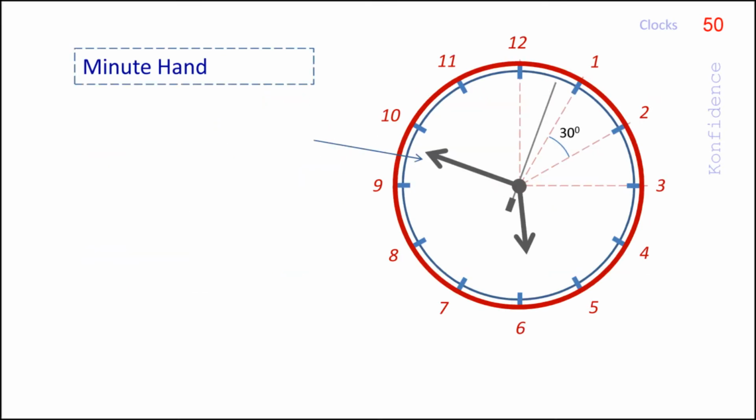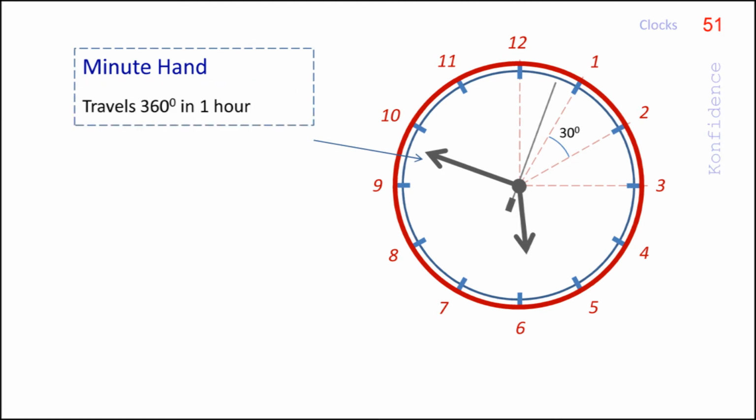The minute hand traverses the whole dial in 60 minutes. Look at the watch. By the time the hour hand moves from 2 to 3, the minute hand will move from 12 to 12. Is it not? Yes. So, the minute hand moves 360 degrees in 1 hour.